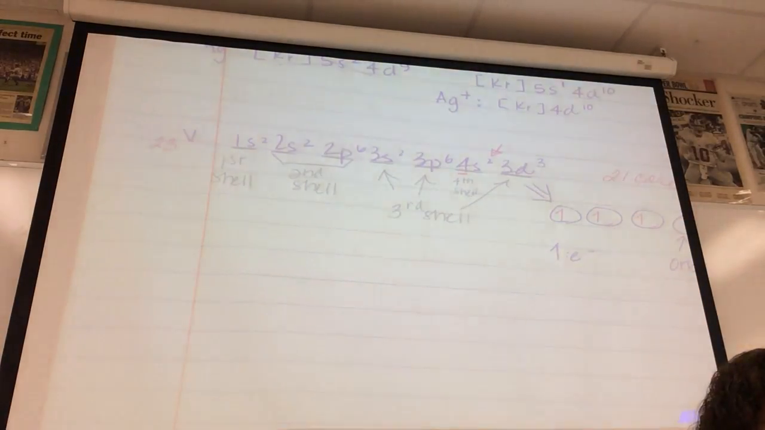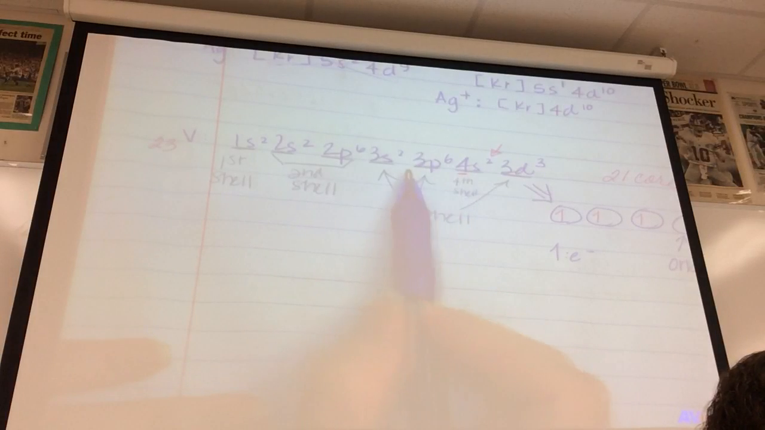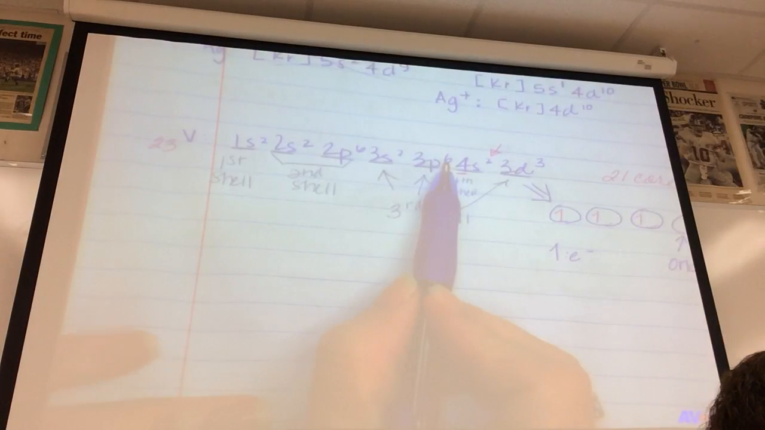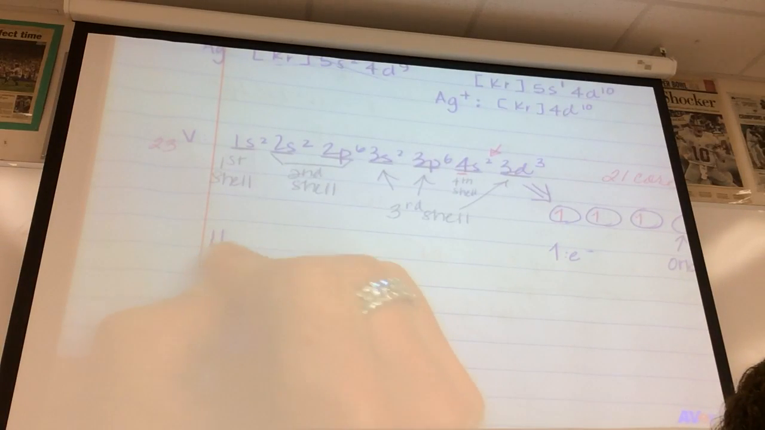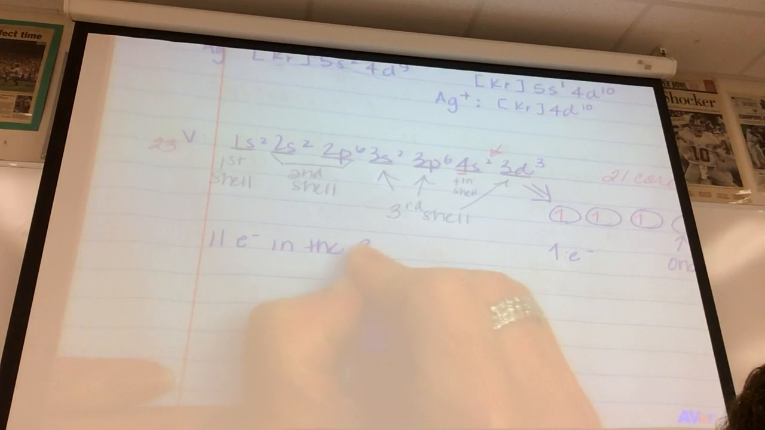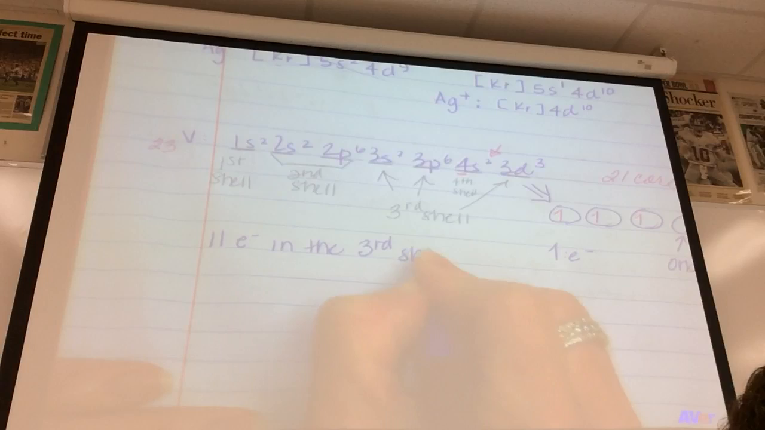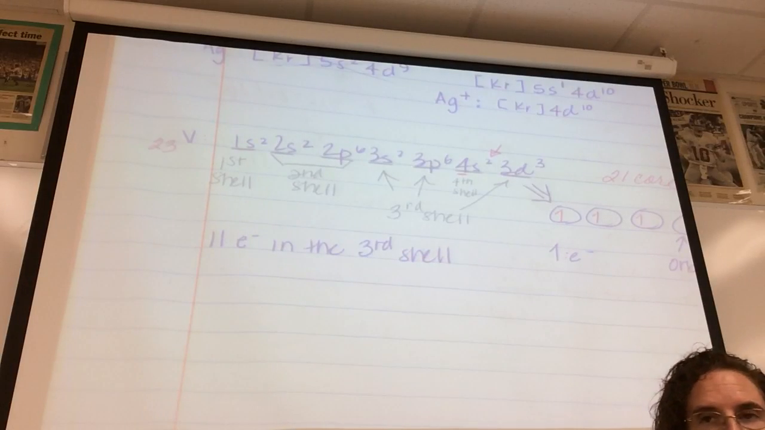And if it asked you how many electrons were in the third shell, how many? None. No, outermost, my bad. 2 plus 6 is 8, plus 3 more is 11. So 11 electrons in the third shell. Okay?